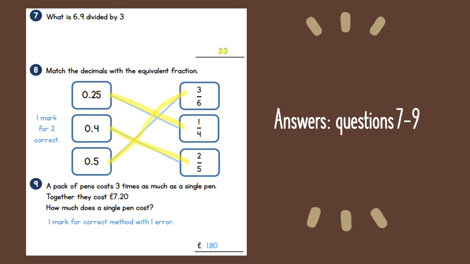0.4 would equal 40%, and 2/5. We know that 20%, we know we need 5 lots of 20 to make 100, so I've got 2 lots of that, which gives me 40%, or as a decimal 0.4.